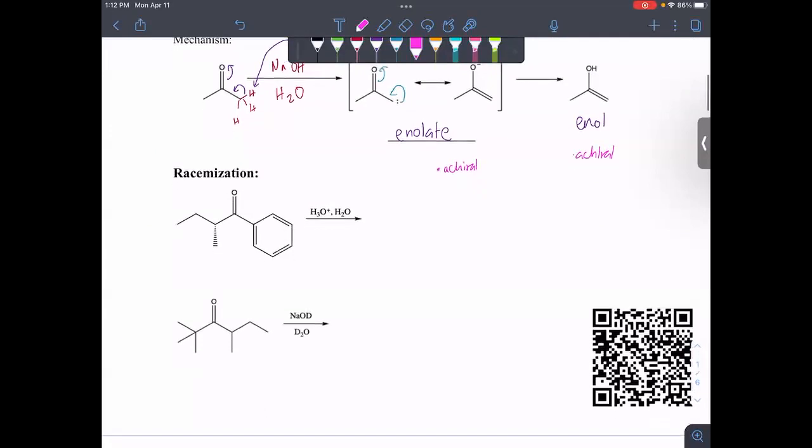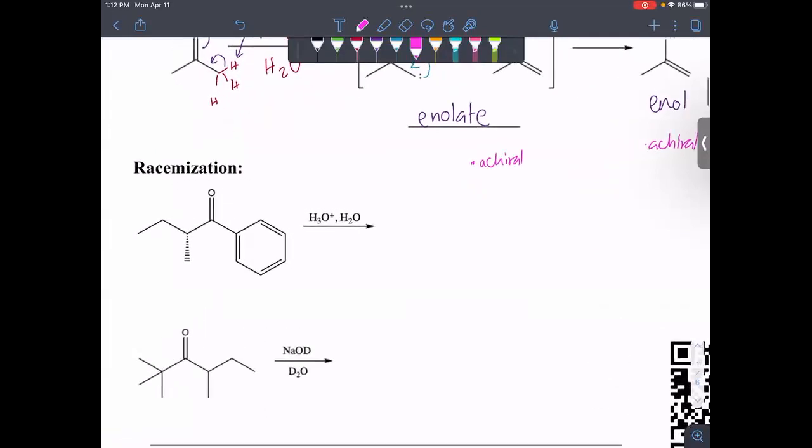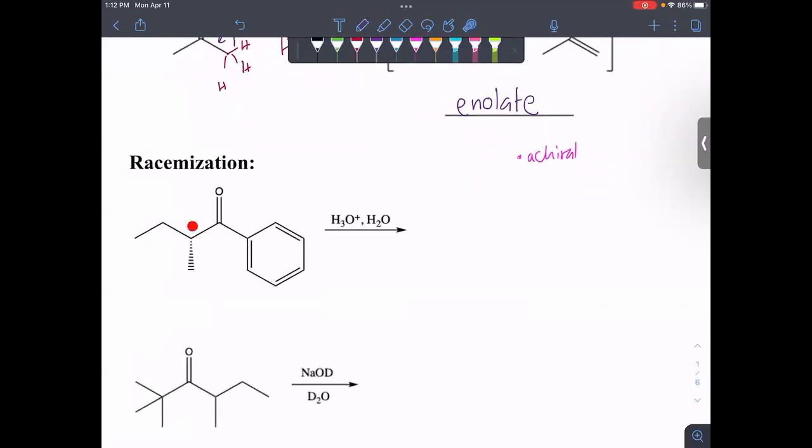Okay, so those being achiral allows for something called racemization. So when you're trying to make a racemic mixture of a ketone, you have to look for 2 things. First, you have to have 1 alpha hydrogen, and then you also have to have a chiral center.